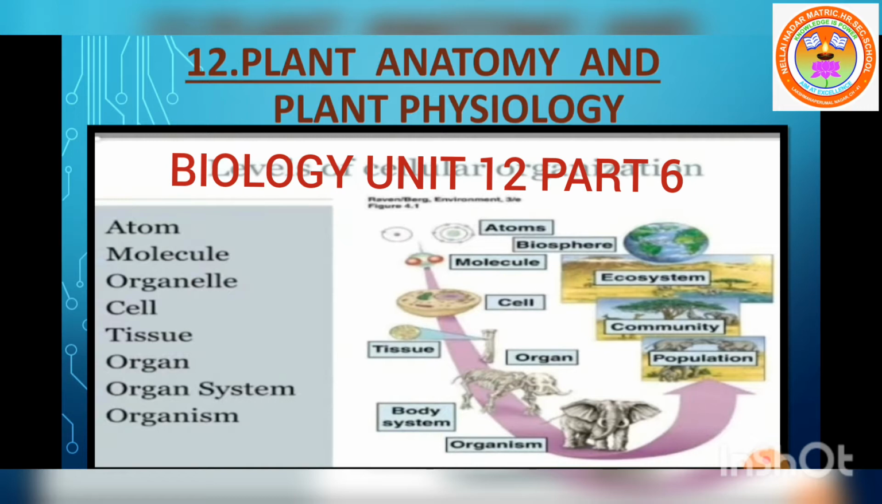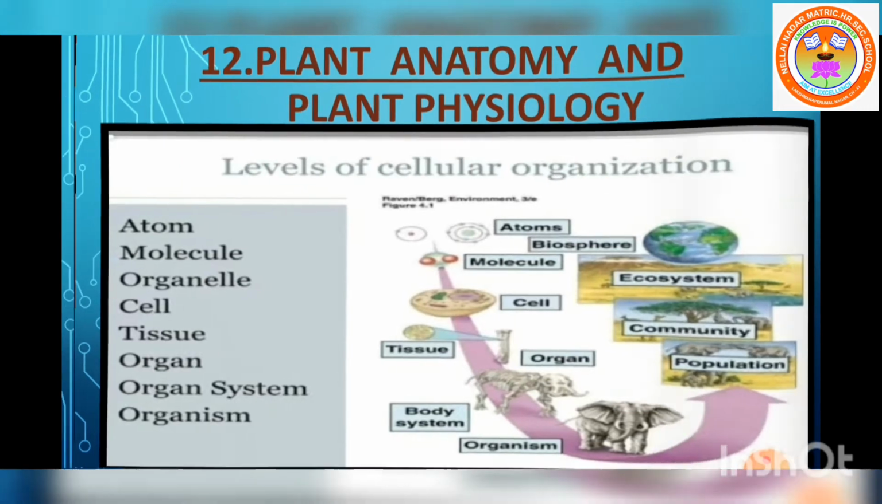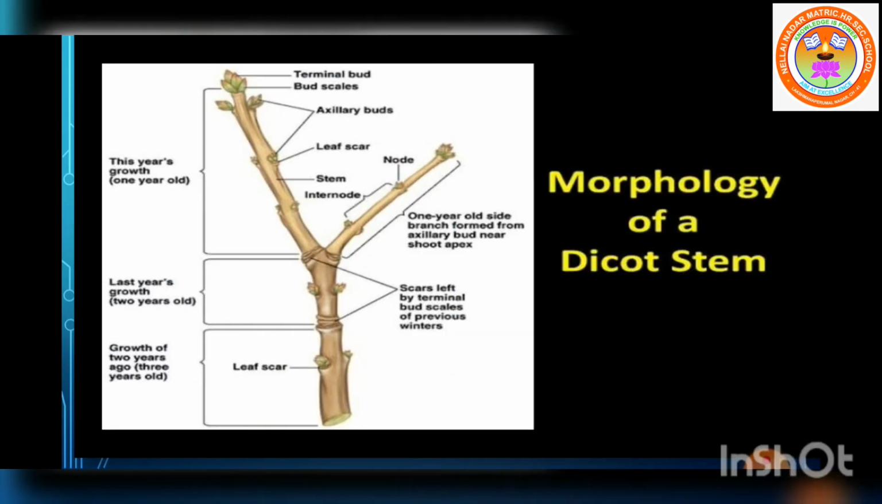Let me see the primary structure of dicot stem. See the picture, morphology of a dicot stem. Morphology is nothing but the external features of dicot stem. So externally we can see terminal bud, bud scales, axillary bud, then nodes, internodes, leaves.